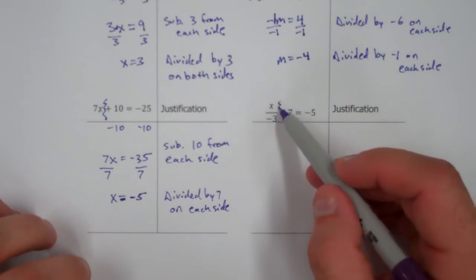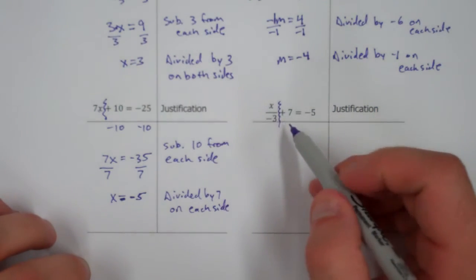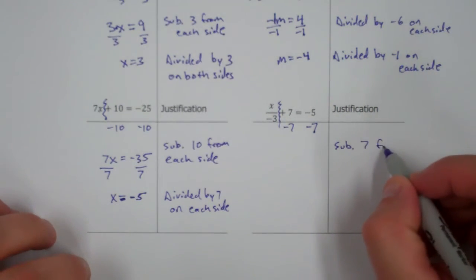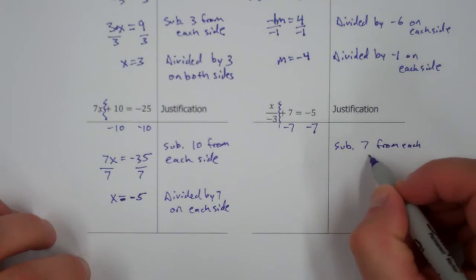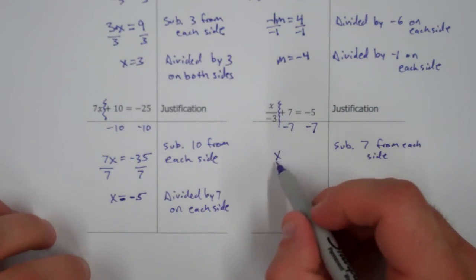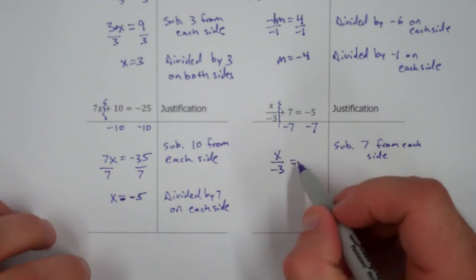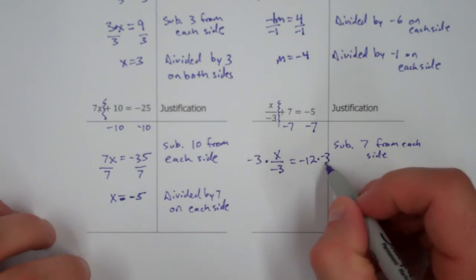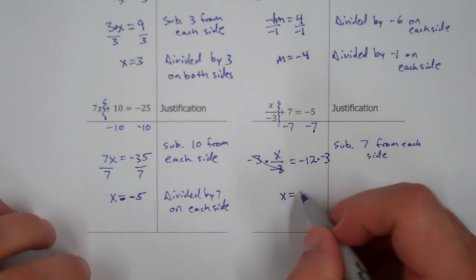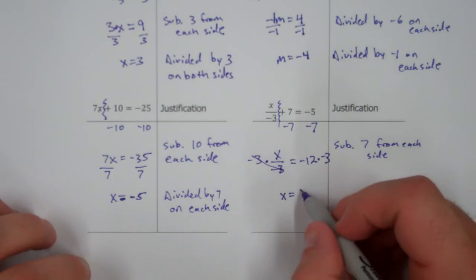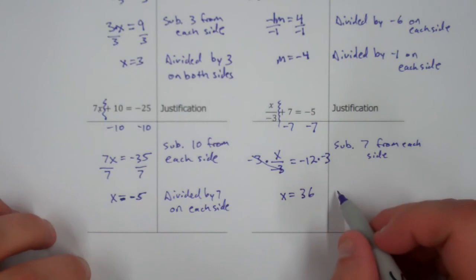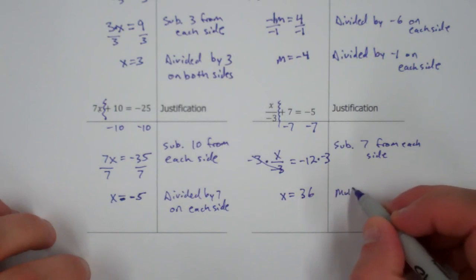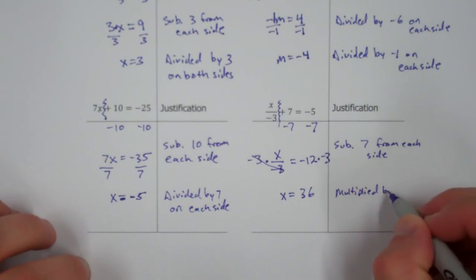This next example is similar. We're going to separate those terms. We'll get rid of this 7 first. So we'll subtract 7 from each side. And we've got x over negative 3. That's 0. And this will be negative 12. We'll multiply by negative 3 here on each side. Those will cancel. Then now x is a negative times a negative, which is a positive, and 12 times 3 is 36. What we did to each side up here, from this step to this step, is we multiplied by negative 3.